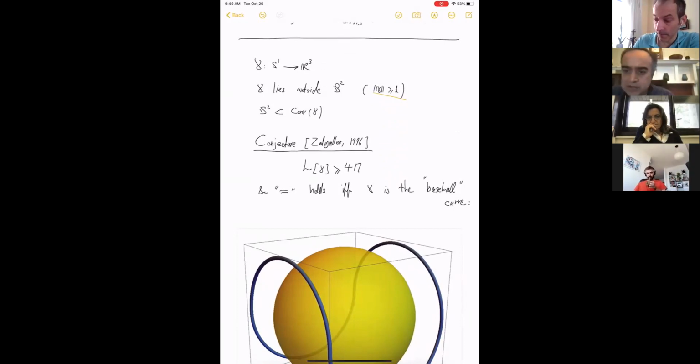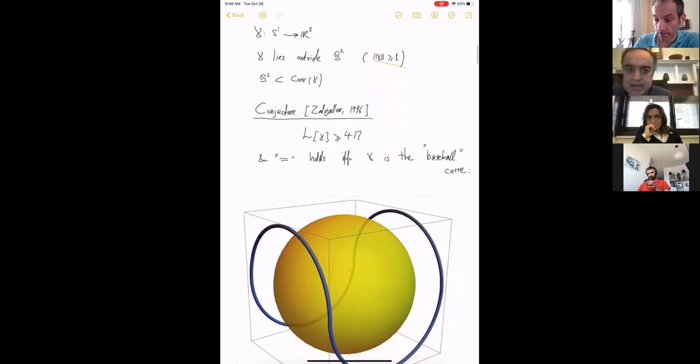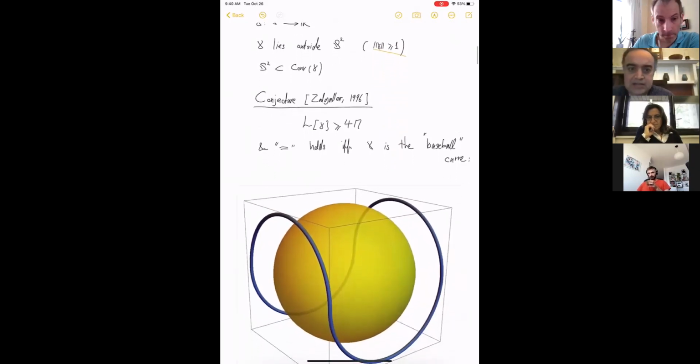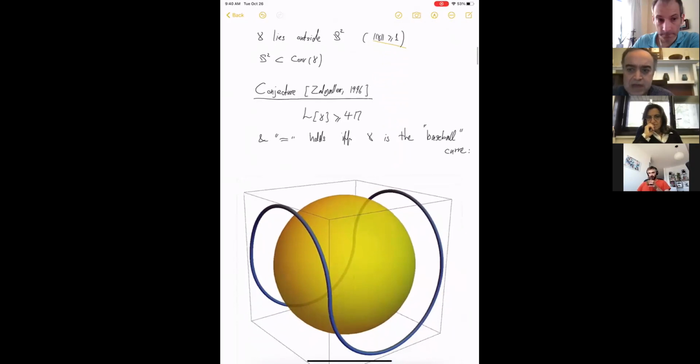So this problem, the inradius problem, was studied by Zalgaller in 1996. And he conjectured that the shortest length should be 4 pi. And equality holds if gamma is the so-called baseball seam curve. It's composed of 4 semicircles, each of length pi, arranged in the shape of this baseball seam. So he conjectured that this is the shortest curve possible.